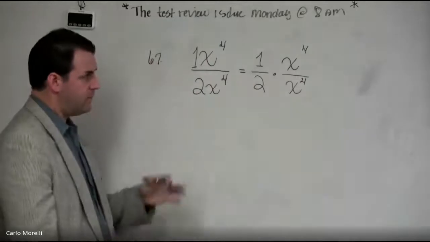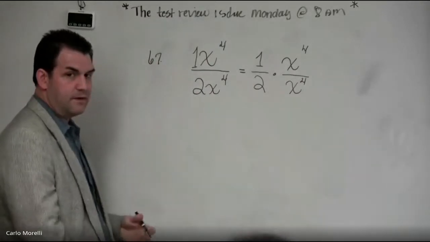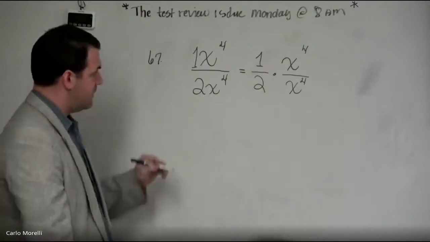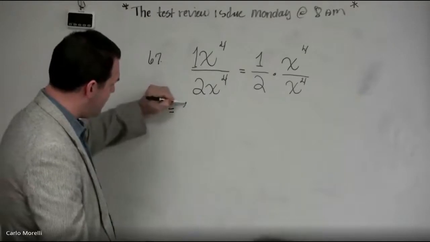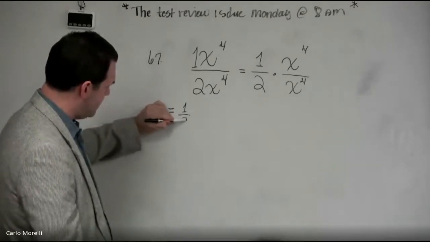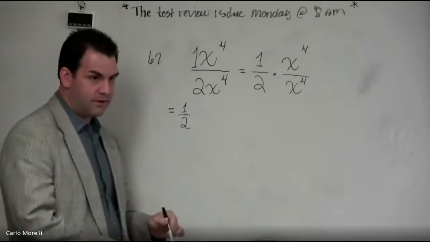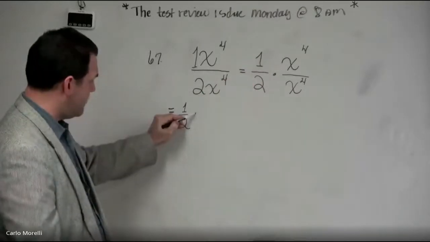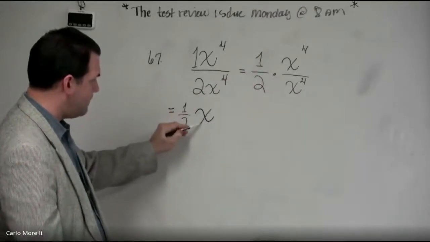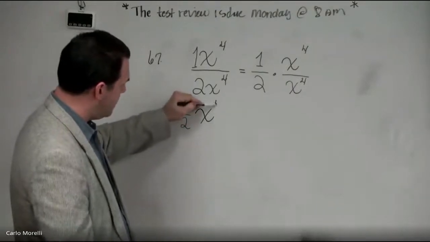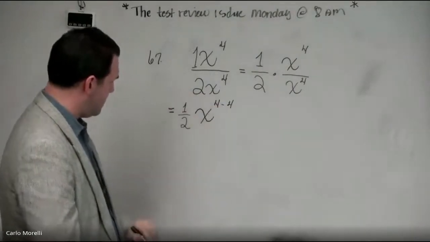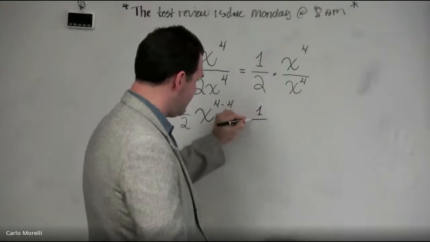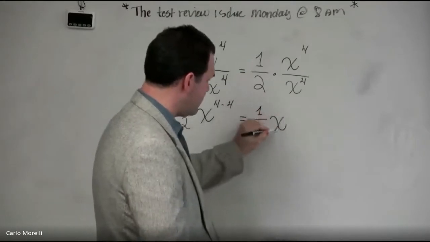And some of you may recognize that anything over itself is 1, but we're going to show the mathematics behind that. So down here, we're going to write the 1/2 again. But now I'm going to apply the division rule for exponents, which says when I'm dividing and the bases are the same, I subtract the exponents. So we're going to write 1/2, and then I'm just going to write an x here and put 4 minus 4. Okay, now that's going to give me 1/2 times x raised to the power of 0.